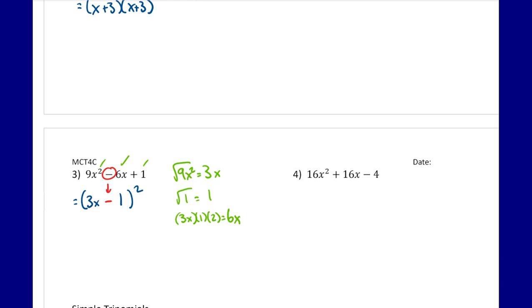In the last example, same idea. 3 terms, good. Let's check if it fits the characteristics. So if I take the square root of 16x squared, I get 4x, so that works. If I take the square root of negative 4, I can't take the square root of negative 4. So this does not work. So because we cannot take the square root of a negative 4, that means we cannot factor this as a perfect square.